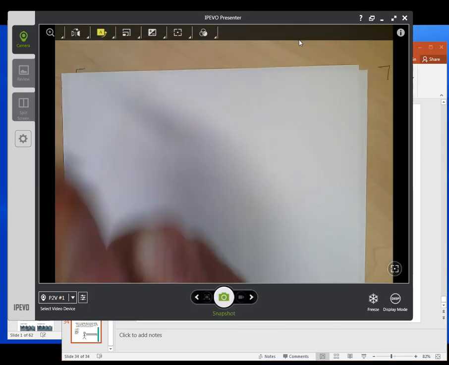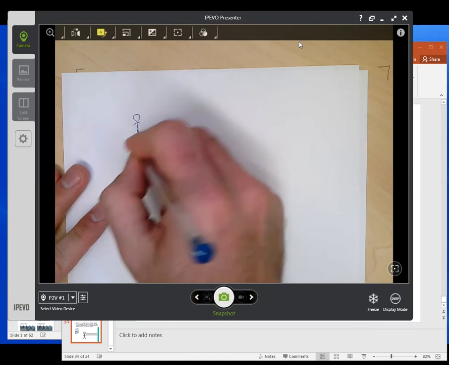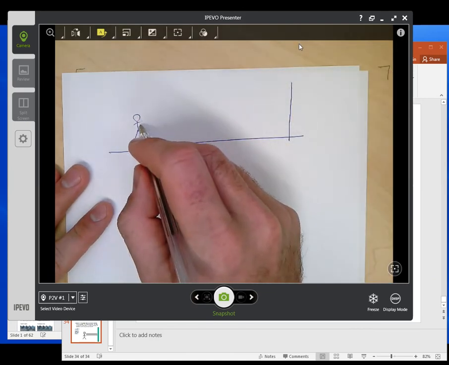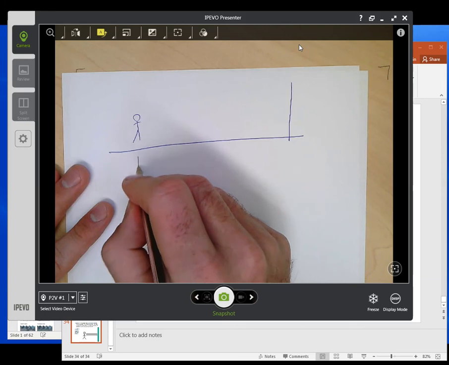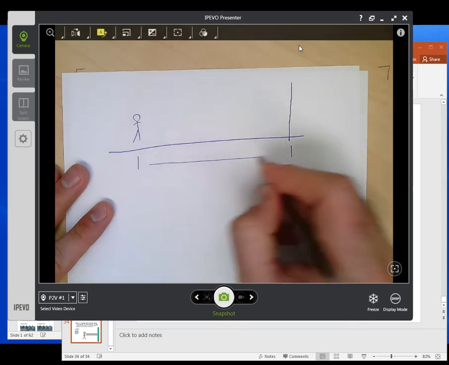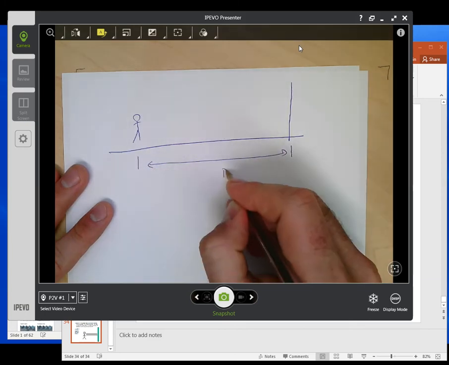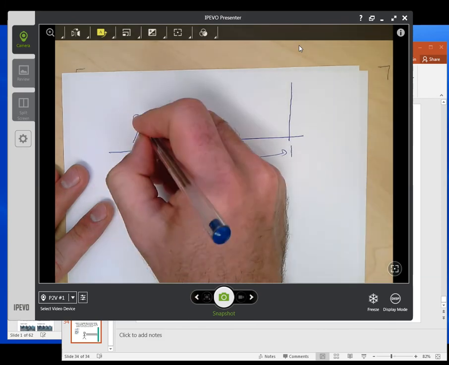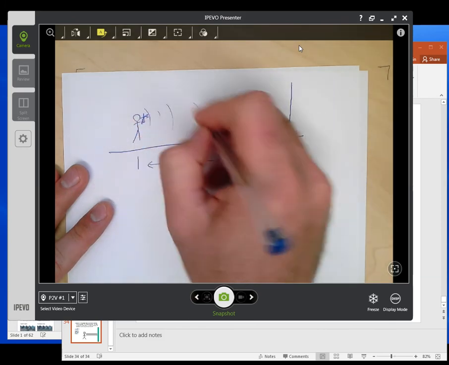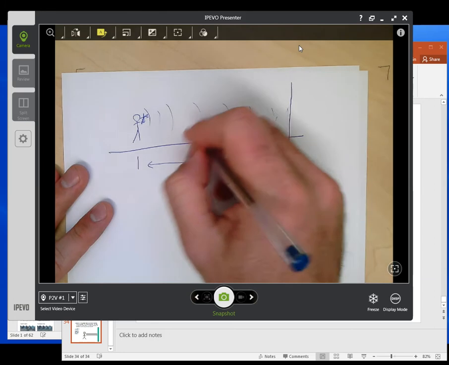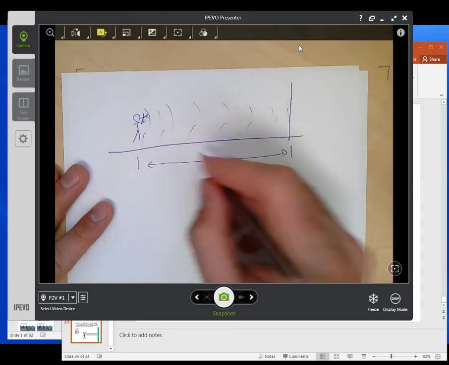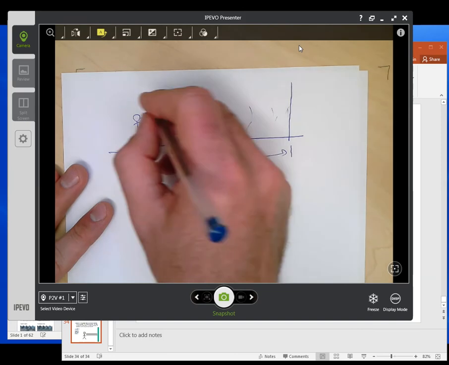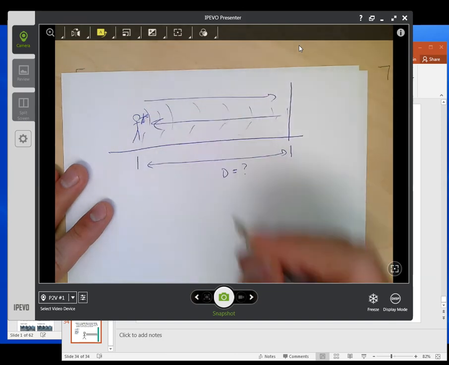So here's my person. I recommend always drawing a problem when you're trying to solve these problems. You're going to find that it makes your life a lot easier. And the distance between the wall and the person, D, well, we don't know. That's what we want to figure out. There's a sound, I could draw it as a star, and it sends out, and then it comes back. And it looks like the total distance traveled is actually 2D. So it goes D there and D back.